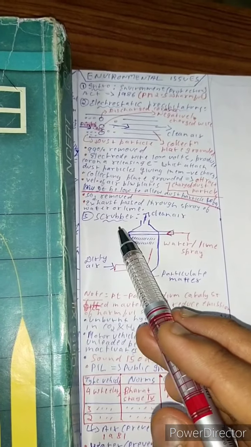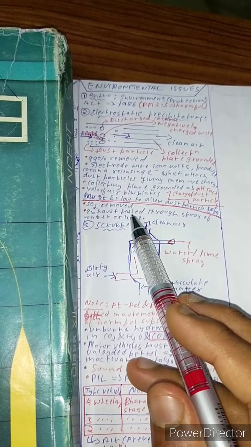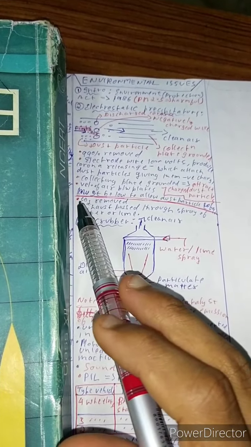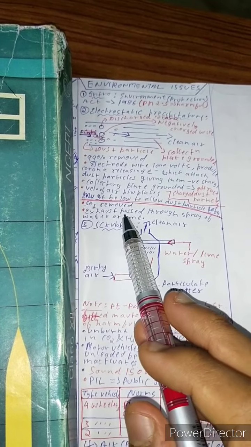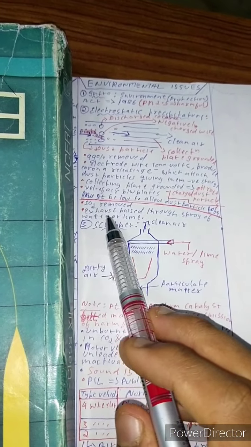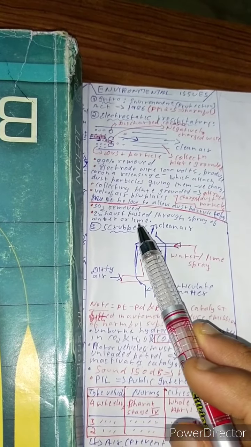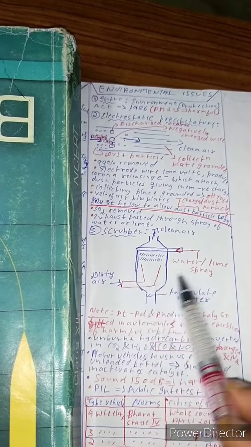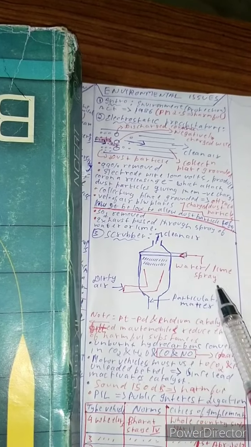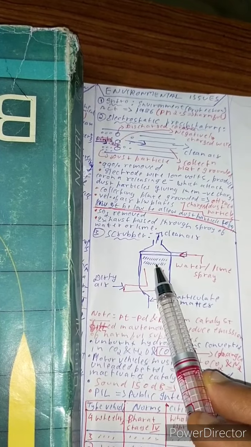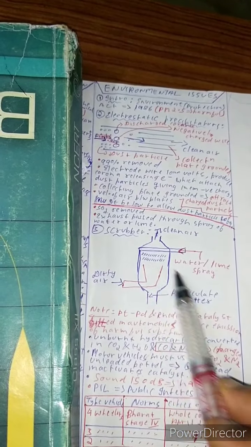Next part is scrubber. I wrote the points of the scrubber above. In a scrubber, SO2, that is sulfur dioxide, is removed, and the exhaust is passed to a spray of lime or water. See, this is the structure of a scrubber where sulfur dioxide is removed, and the exhaust, that is dirty air, is passed to the water or lime spray.